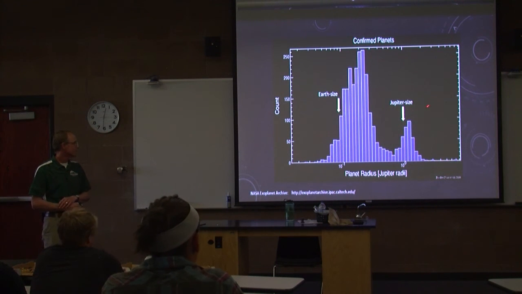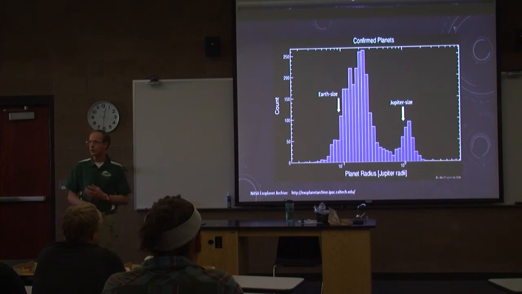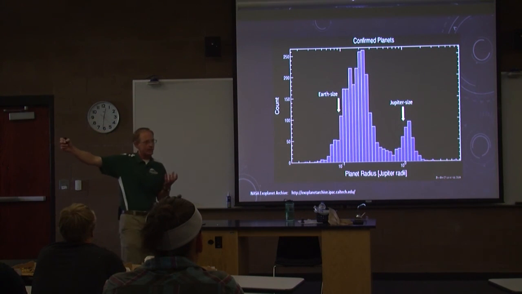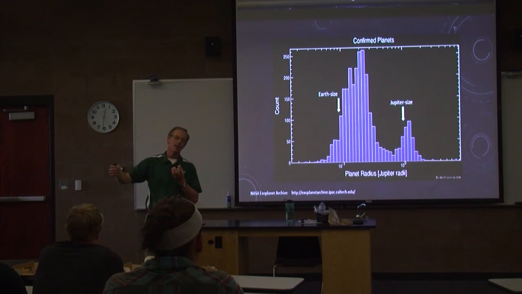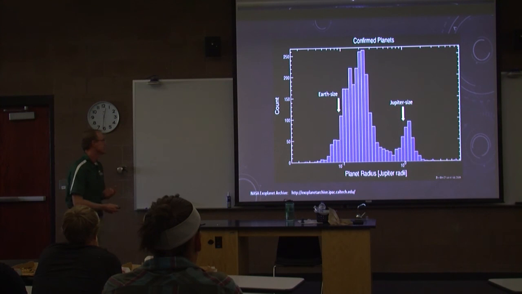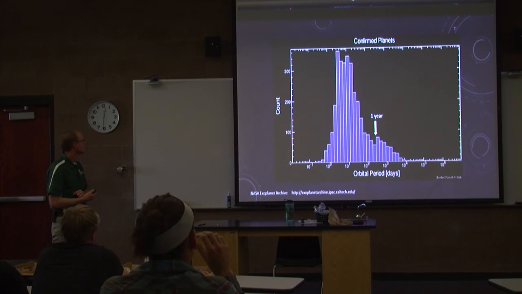Jupiter size, here again, these are Jupiter size and most of those are near the sun, right? The ones that are far away, we haven't really been able to detect because it takes too long for them to go around, right? Maybe 50 years or something in some cases.